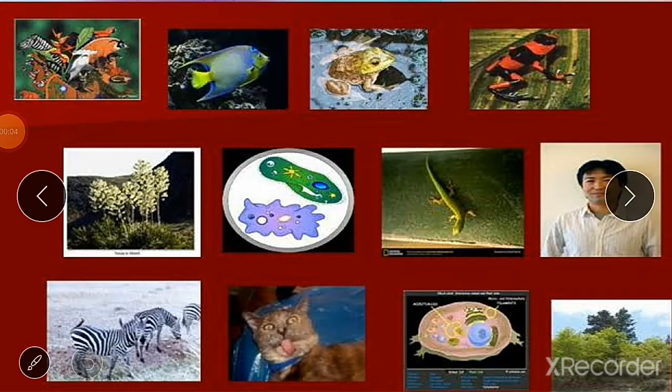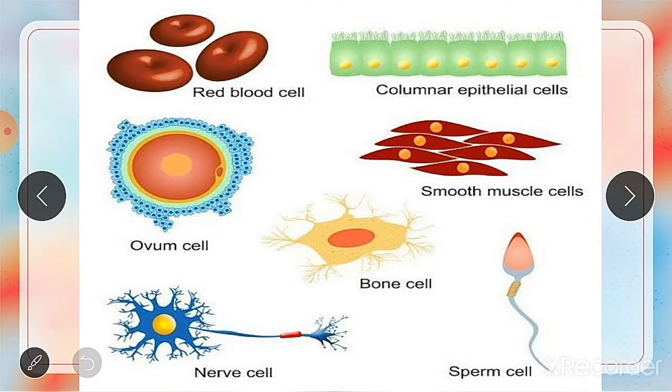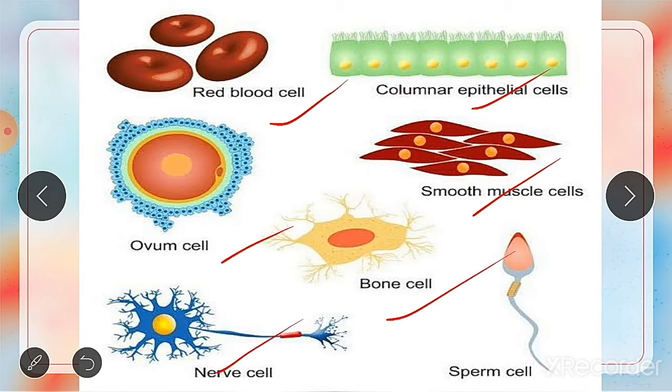Students, in our last video we saw that all living organisms are made up of cells, and these cells are different in size, shape, number and even in the functions that they perform. So all these organisms are not the same. Some are unicellular, some are multicellular, and the cells that form their bodies are of different types, like red blood cells, columnar epithelial cells, smooth muscle cells, bone cells, ovum cell, nerve cells, sperm cells, and many other types of cells.